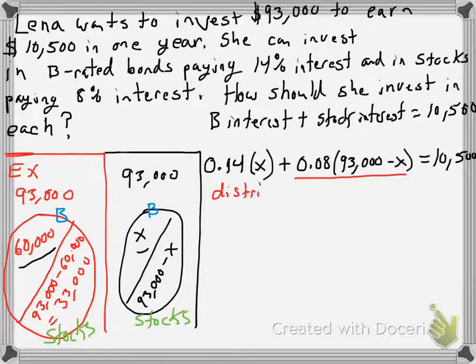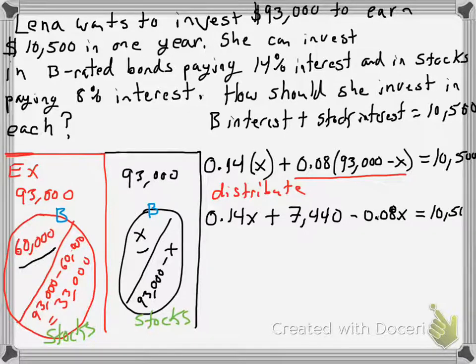In red here I've underlined that we're going to use the distributive property. So just rewriting 0.14x plus, and I went ahead and multiplied and got 7,440 minus 0.08x. So that's what I did when I did the distributive property. The 0.08 times 93,000 was 7,440. 0.08 times x is 0.08x, and that's going to be equal to the 10,500. We'll go ahead and combine our like terms.